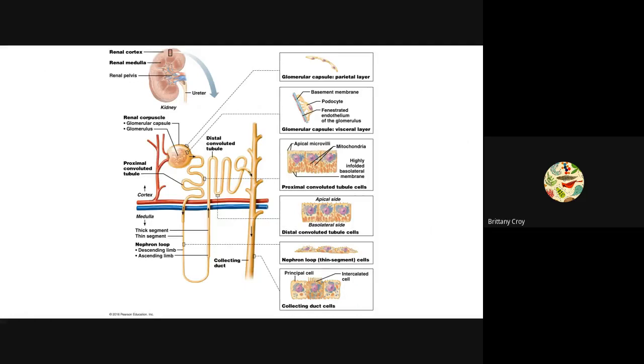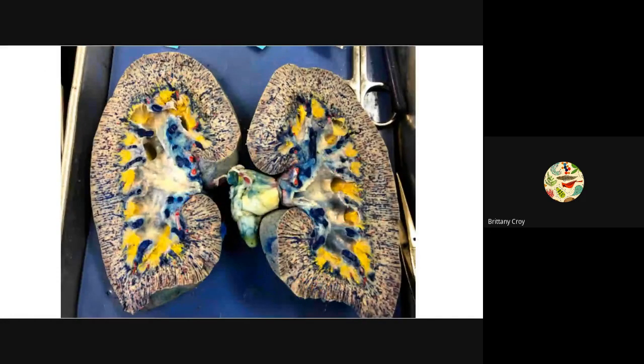And there's a book picture if you're interested in more of the structures. I'm sorry that we don't get to dissect a kidney. Here's what they look like. Anything red was an artery, anything blue was a vein, and anything yellow is where like urine could be.